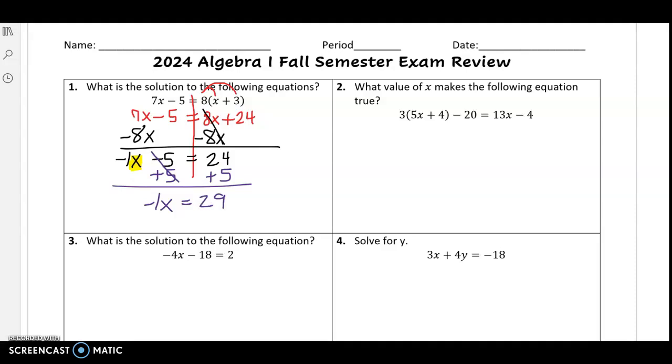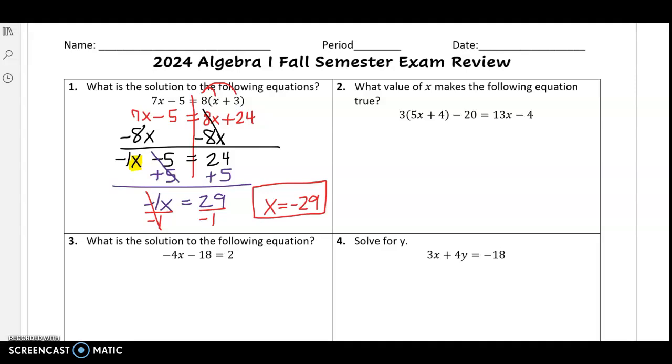Now x is almost alone, but we still have that negative 1 in front, and our last step almost always is to divide. We are going to divide both sides by that negative 1. Because anything divided by itself is 1. So 1x is left on the left side, and 29 divided by negative 1 is negative 29. Now x is isolated and we have solved for x, and I'm circling my solution.